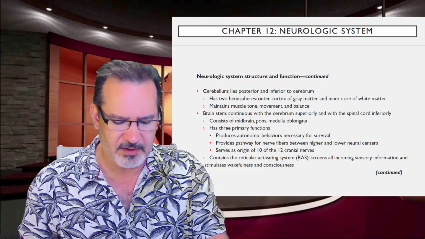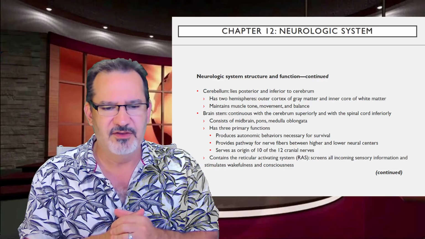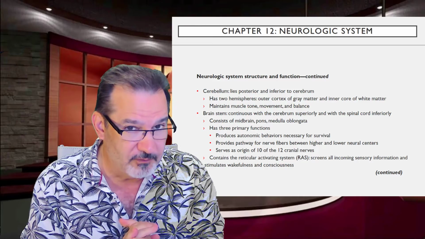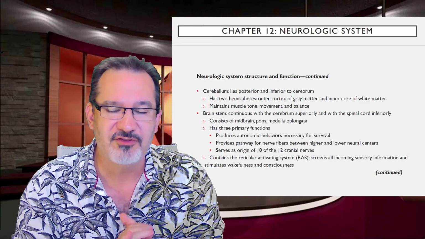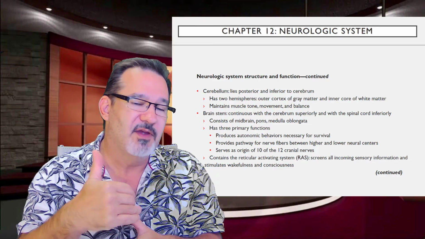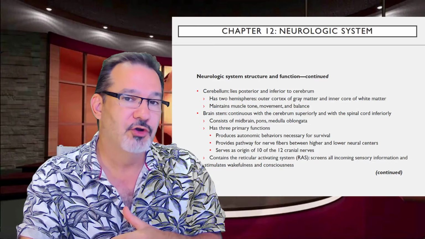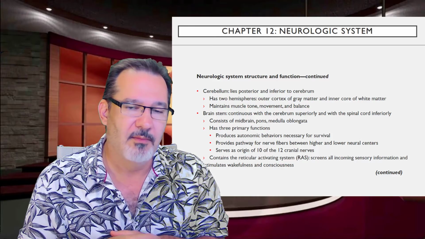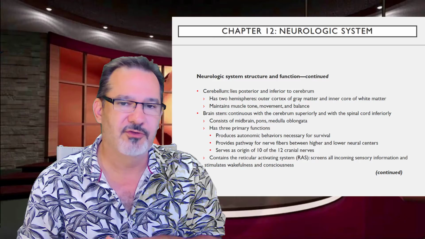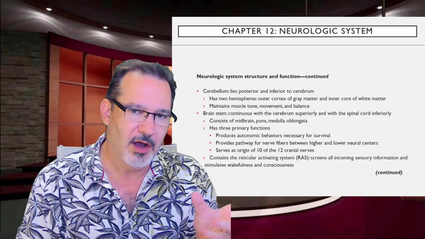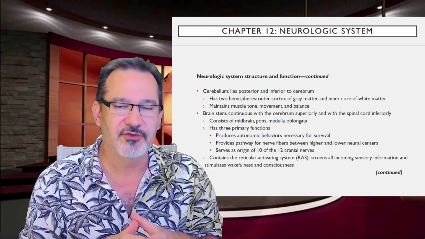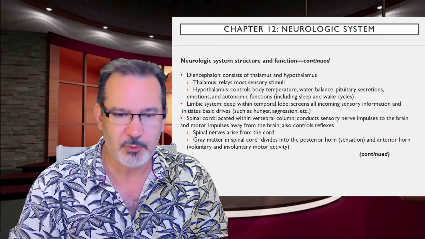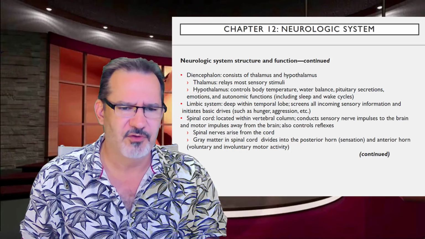Probably important: in the head there are 12 sets of cranial nerves. There are also 31 pairs of spinal nerves that run from the C-spine down to the sacrum and coccyx. So 12 pairs of cranial nerves and 31 pairs of spinal nerves, which we're going to talk about in just a few minutes.